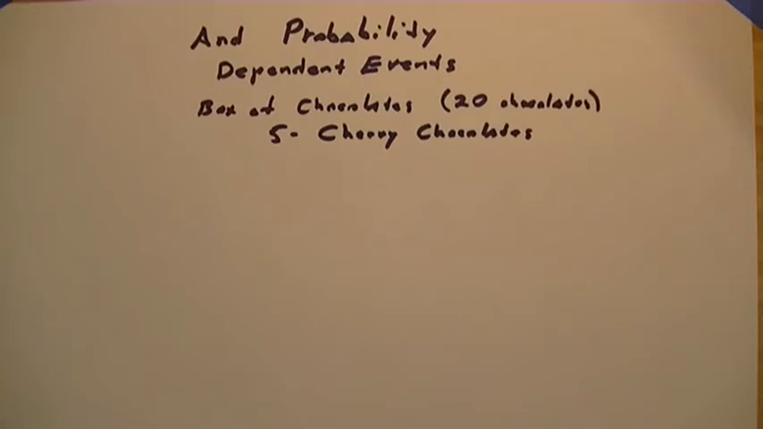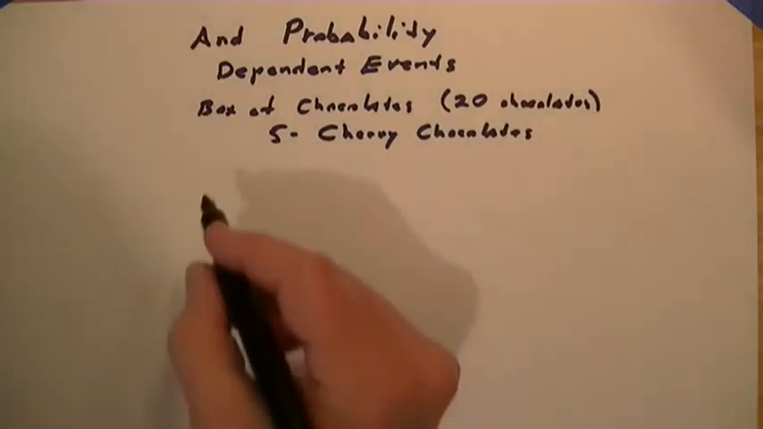Well, by selecting one of the chocolates, you are changing the numbers in the next event. Whether you actually select a cherry on the first one or not, you're going to change the probability of selecting a cherry on the second event. So these are dependent events. There's some effect, right? We're changing the game, so to speak, from the first selection to the second.